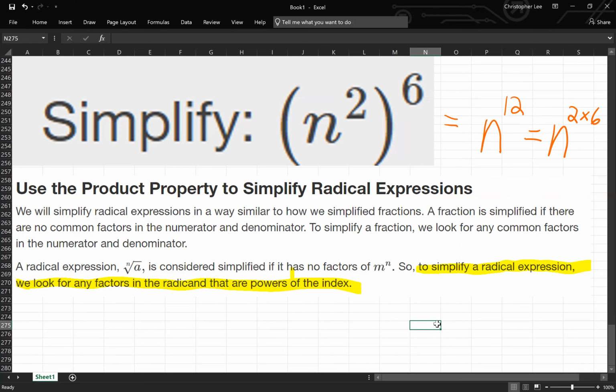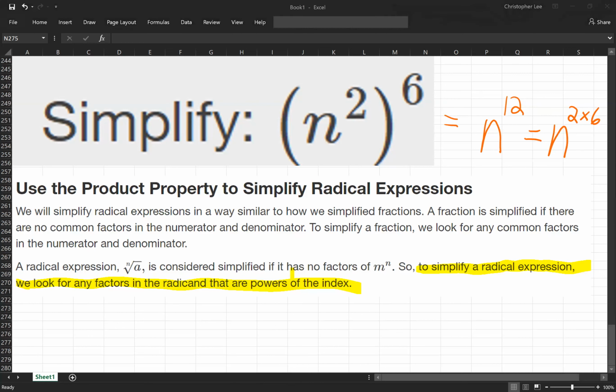A radical expression, such as the nth root of a, is considered simplified if it has no factors of m to the n power. So to simplify a radical expression, we look for any factors in the radicand that are powers of the index. Real important there. Write that down somewhere.